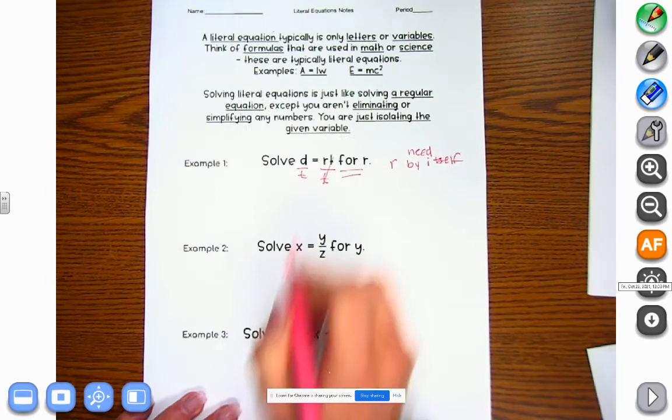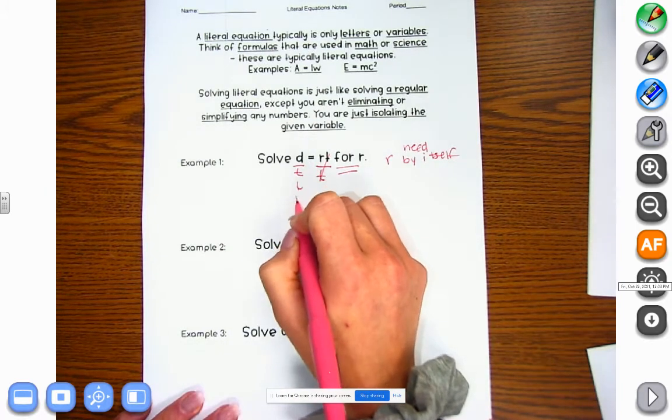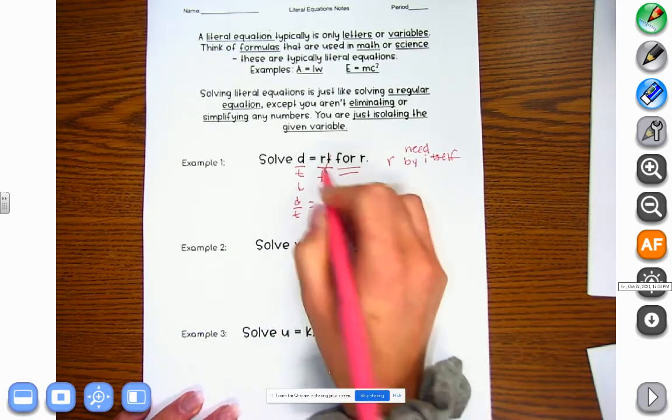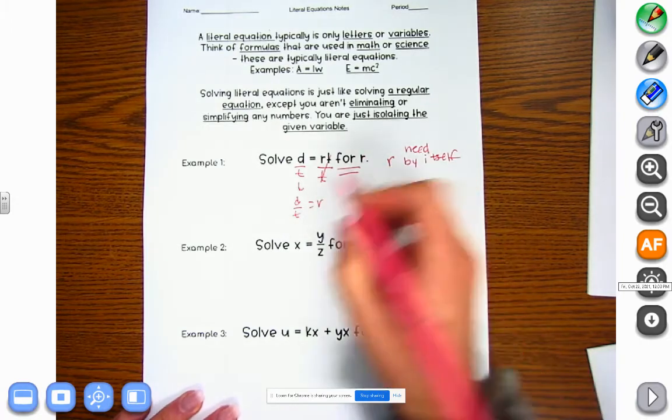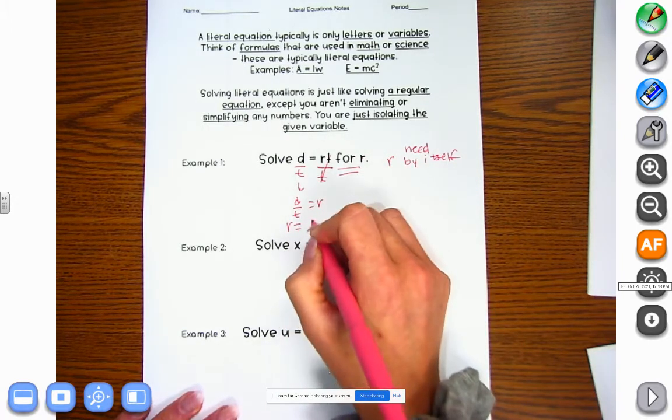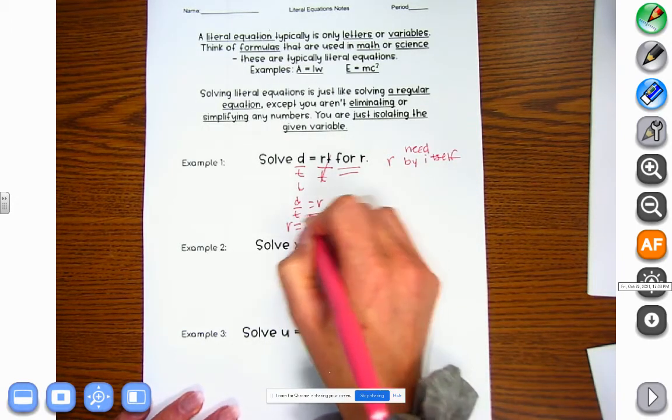Okay, and now we're going to bring this all down. So t over t equals r. So now we've got r by itself. Let's just write it with r on the left. So r equals t over t.